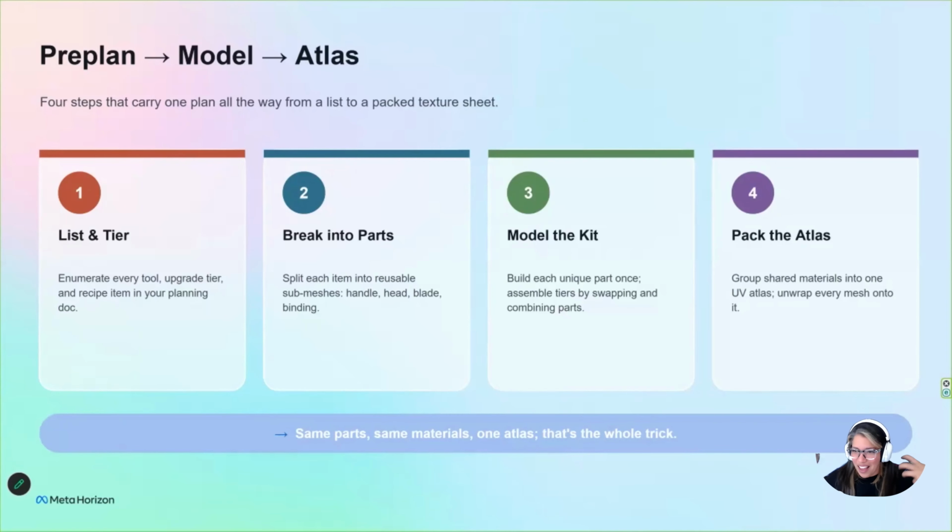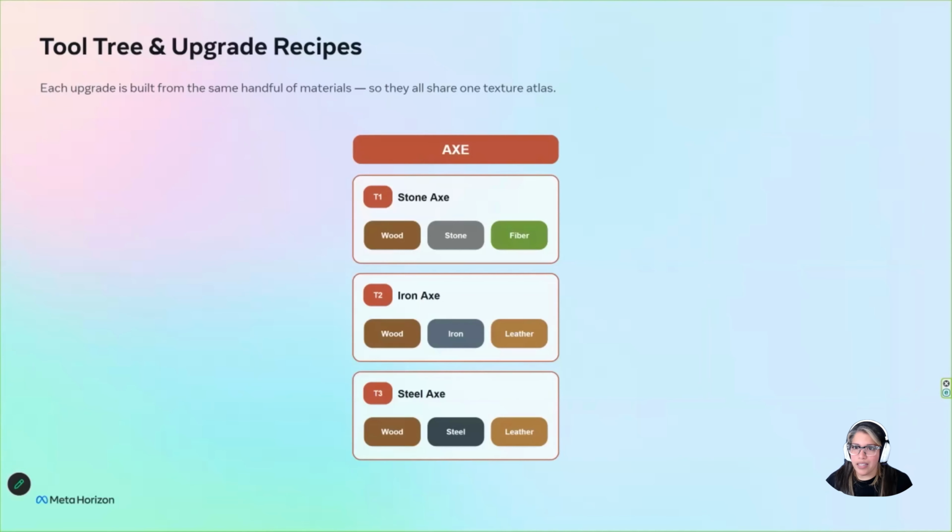It sounds like a lot, but once you have it on paper, you're going to be like, oh, I see that. We're going to look at this one item right now. It's an axe, right? And it has 3 upgrades. And if you play Valheim like I play Valheim, you know the vibes. This is basically it right here.